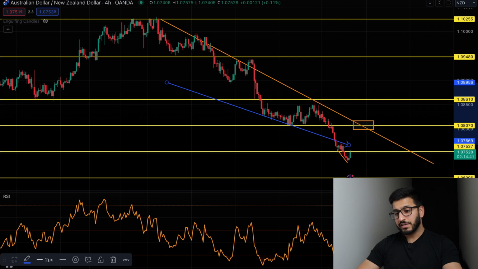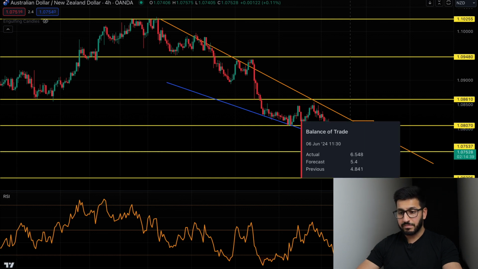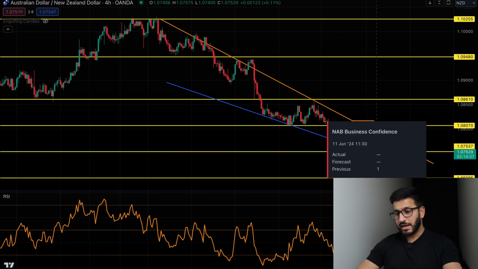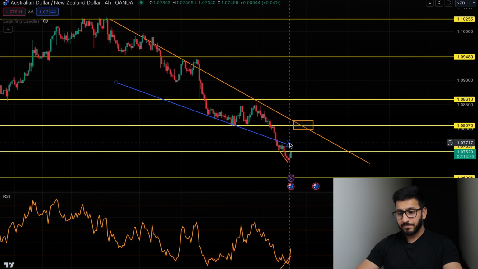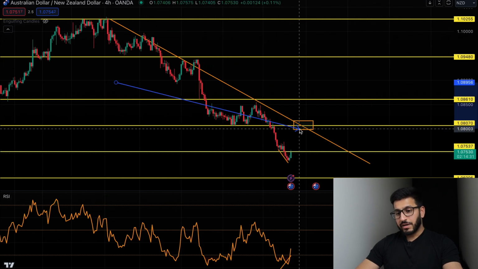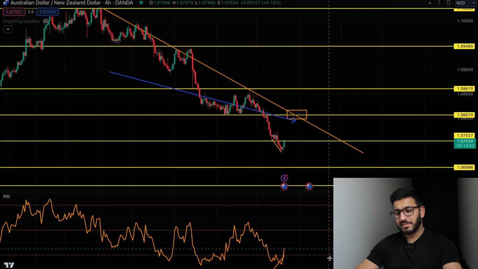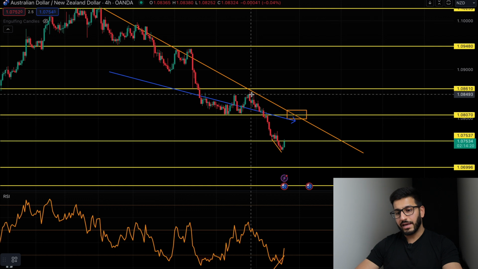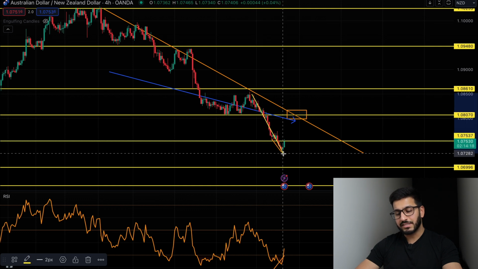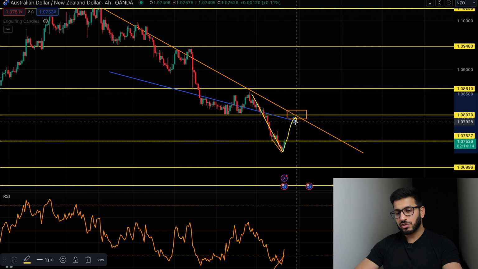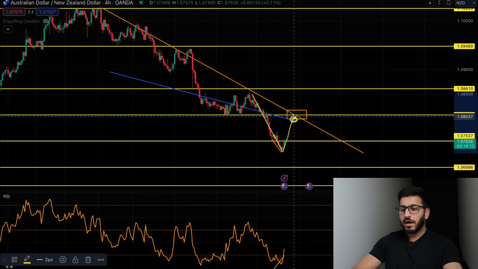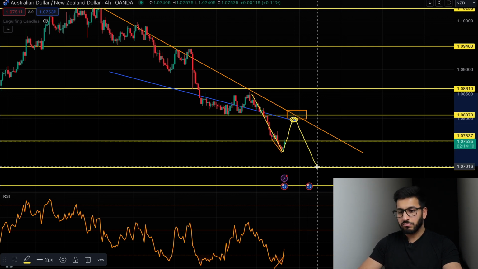There is some news events that's going to happen, which is today, Balance of Trade Australia, and NAB confidence, which is on 11th of June. I'm sure there's going to be more events which will impact the price, but I am interested in entering in this area, because at this area, it will also mean I'm not entering the price when the price is extended. I want to get on the top of that structure. Once I've gotten that, I want it to continue down, respecting the structure.